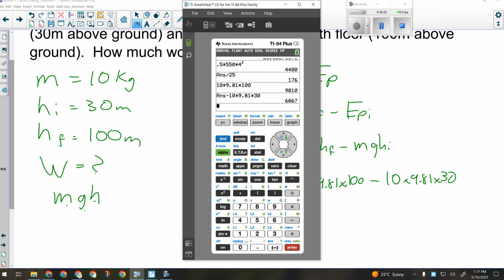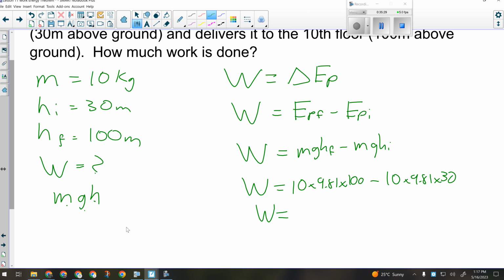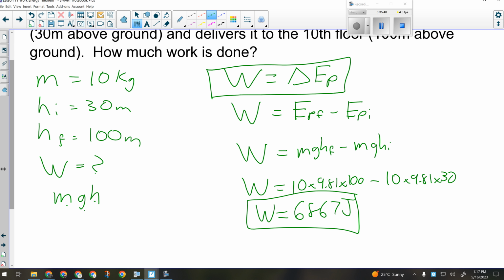So that person does 6,867 joules worth of work. Was the pattern on this one still very similar to the pattern on the other ones? It still started out with work equals change in energy. The only thing that was different was this time the energy was potential. I still went final minus initial. Then I just plugged in my numbers and solved. I didn't even have to manipulate for this one.